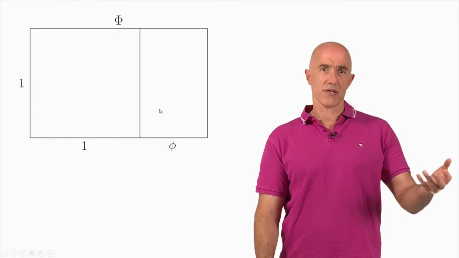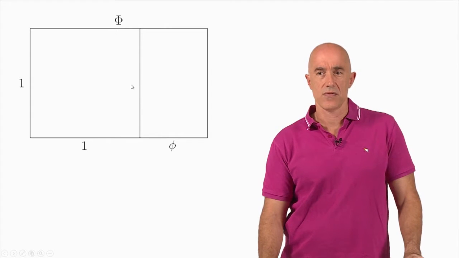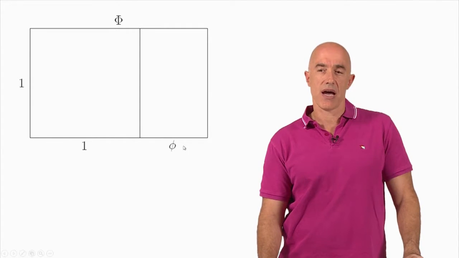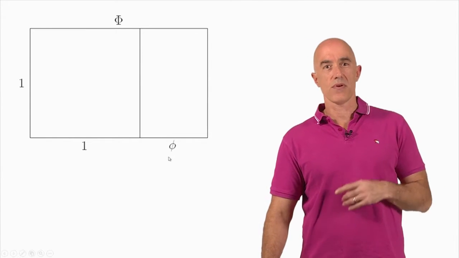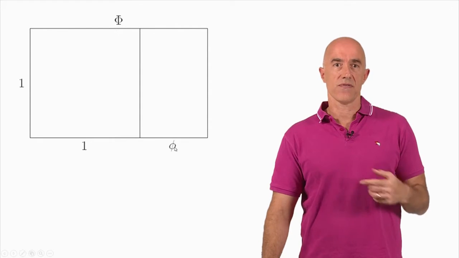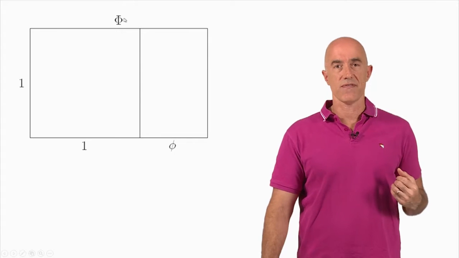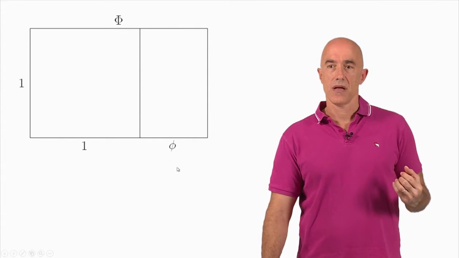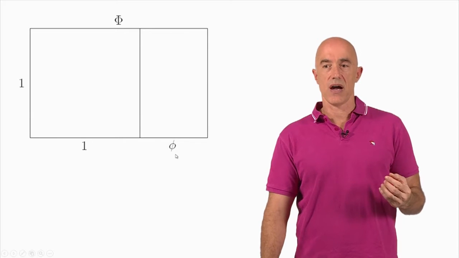If we call the longest side the length, then this is 1, right? And then the shorter side is the golden ratio conjugate, because remember, the golden ratio conjugate is the fractional part of the golden ratio. So 1 plus little phi equals big phi. So here we have a rectangle which is 1 by little phi.